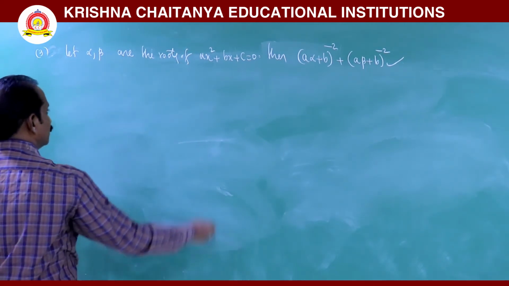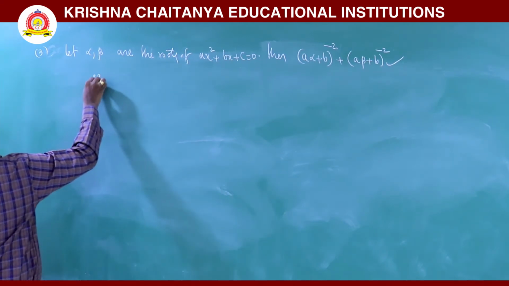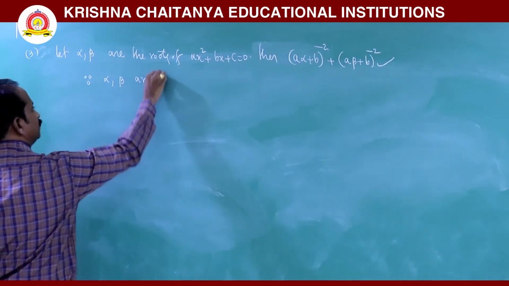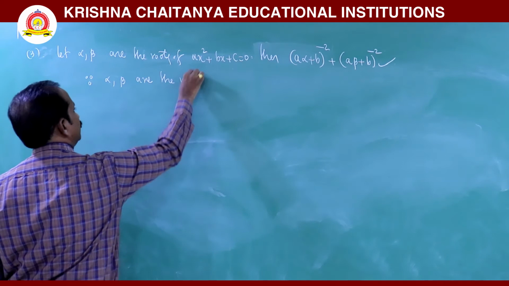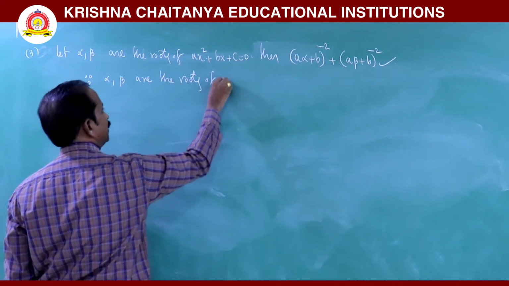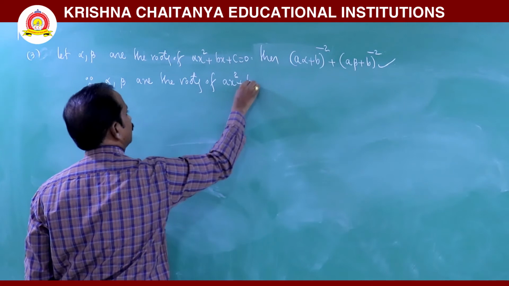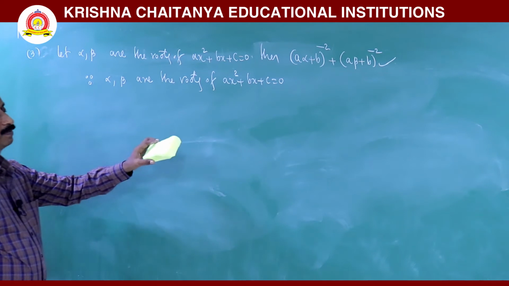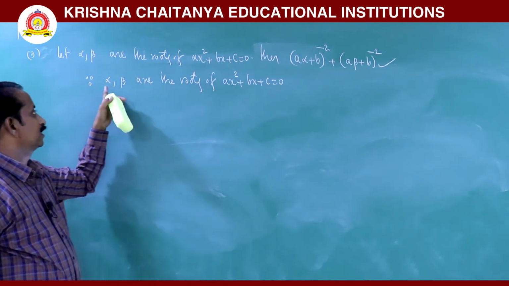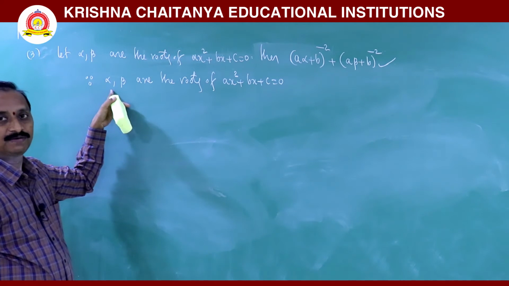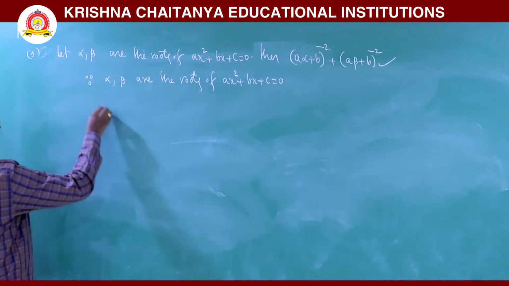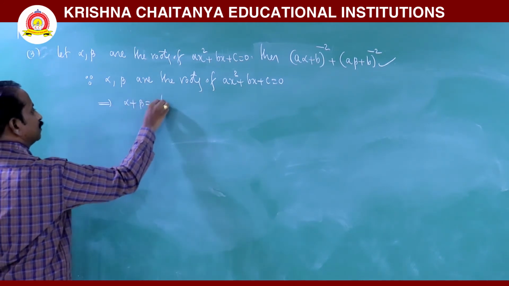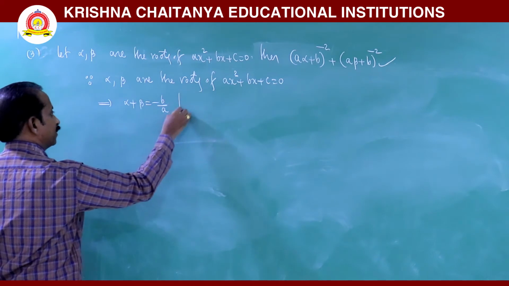How to solve? Now, what is given? Alpha, beta are the roots of the quadratic equation ax square plus bx plus c equal to 0. Whenever in any problem the quadratic roots are given, first we write the sum of the roots and the product of the roots. So, what we know the sum of the roots? Sum of the roots alpha plus beta is nothing but minus b by a. What is the product of the roots?